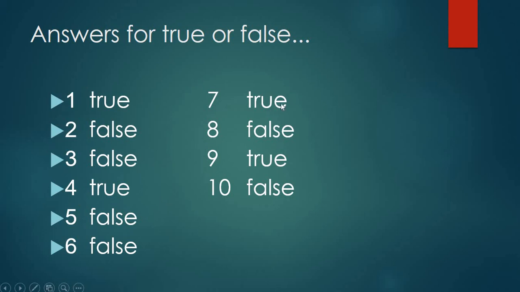Then number 7, true. Please check it properly. Number 7 is true. Number 8 is false. So if you have written false, then only give 1, otherwise 0. Number 9, second last question, will be true. And number 10, last answer, should be false.